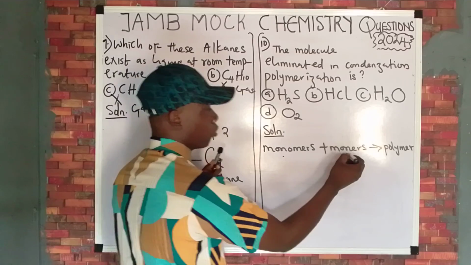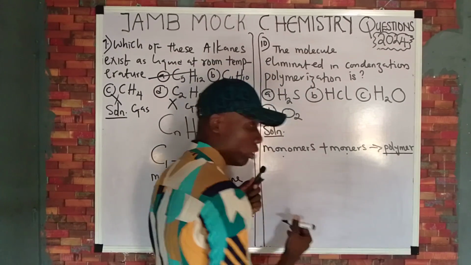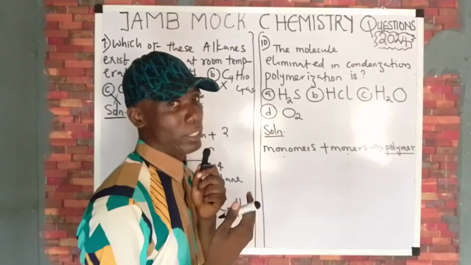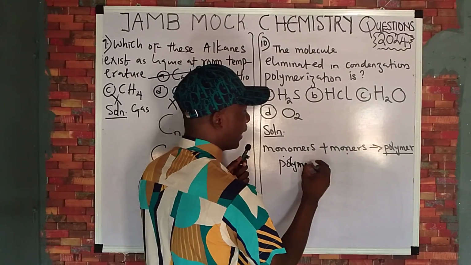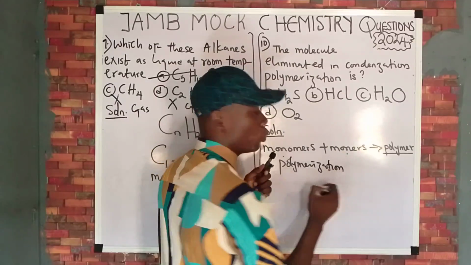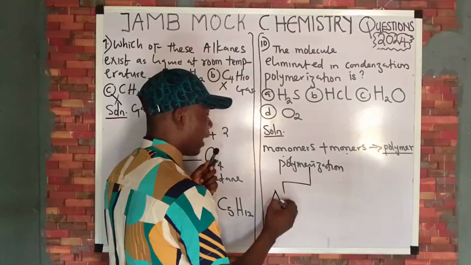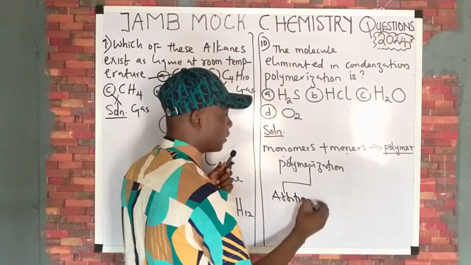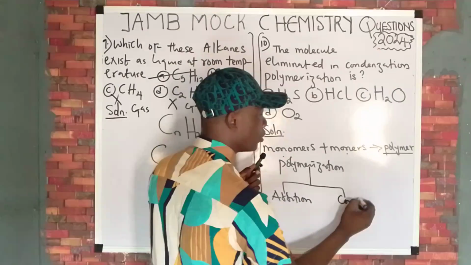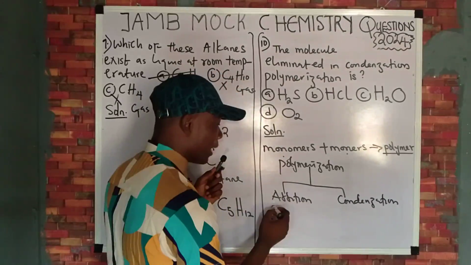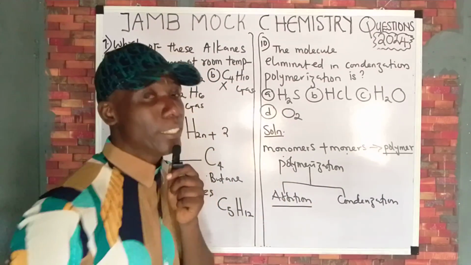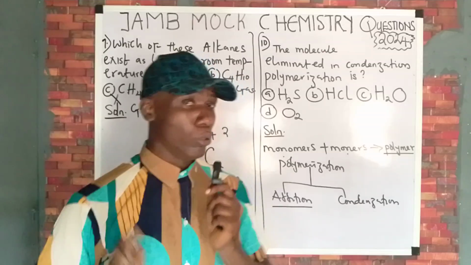So monomer plus monomer will give us what? Polymer. And this is what we call polymerization. Now, polymerization is of 2 types. One is called addition polymerization. The other one is called condensation polymerization. In addition polymerization, there is no elimination of any molecule.